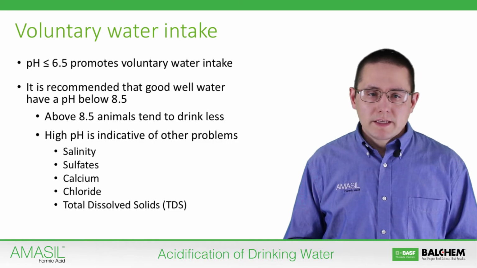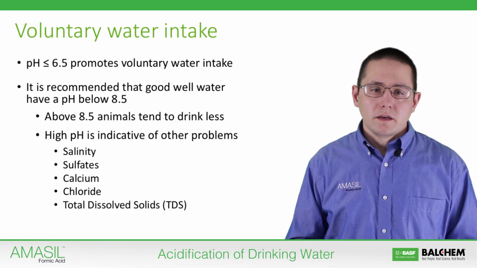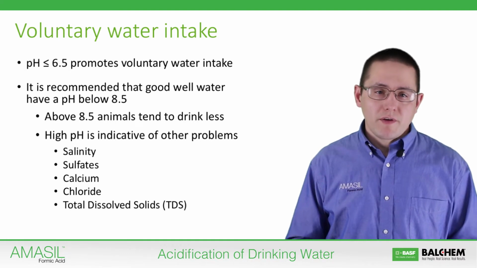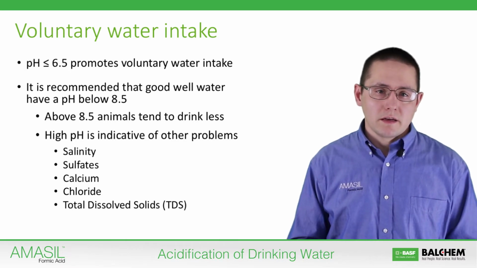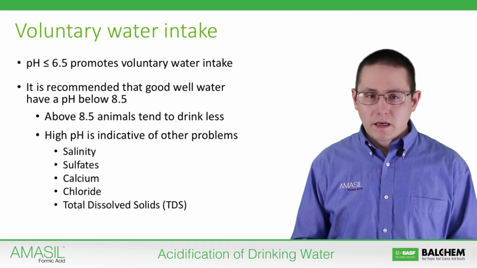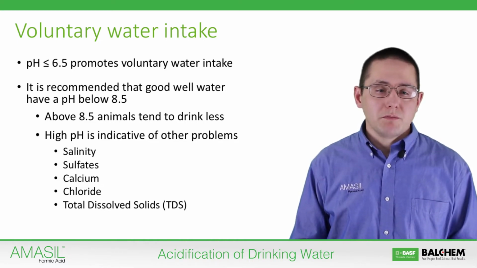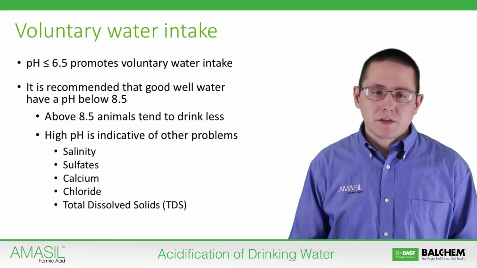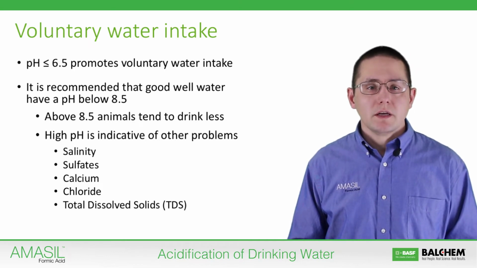So talking a little bit about the voluntary intake aspect of things, a pH of less than 6.5 tends to promote voluntary water intake. General recommendations are good well water has a pH below 8.5, because above 8.5 animals tend to drink dramatically less, but between 6.5 and 8.5 there is still less intake than you'll see at a slightly lower pH. And also this high pH tends to be indicative of other problems such as salinity, high concentrations of sulfates which can push animals off of water, high calcium concentrations which can buffer digestion, and chloride, total dissolved solids. There's lots of things that can be in that water that are responsible for driving that pH up, because pure water has a pH of around 7.